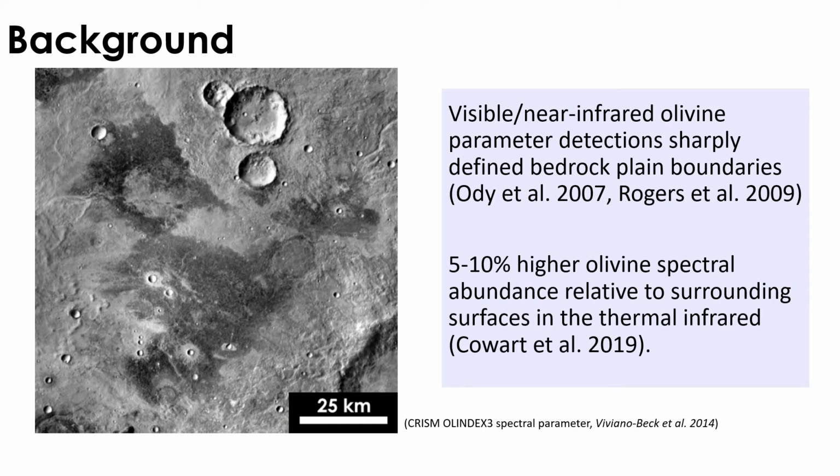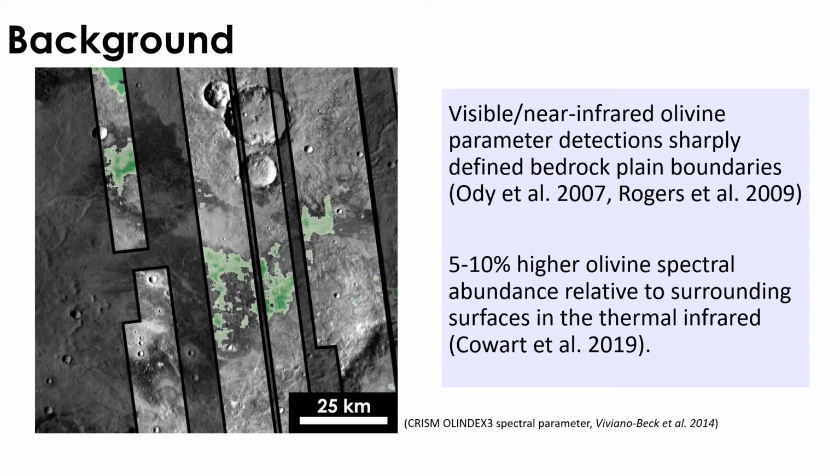An interesting thing about bedrock plains is that they are commonly associated with spectral detections of the mineral olivine. Here, I am overlaying a visible near-infrared olivine parameter map from CRISM over the top of the thermal infrared image of the bedrock plain that I showed you earlier. We can see that the olivine signal is closely associated with bedrock exposure. When we compare the bedrock materials to the surrounding non-bedrock materials, we see that the bedrock has 5 to 10% higher spectral abundance of olivine. However, the signal isn't evenly distributed. These two stars show the locations of two HiRISE images that I'm going to show in the next slide.